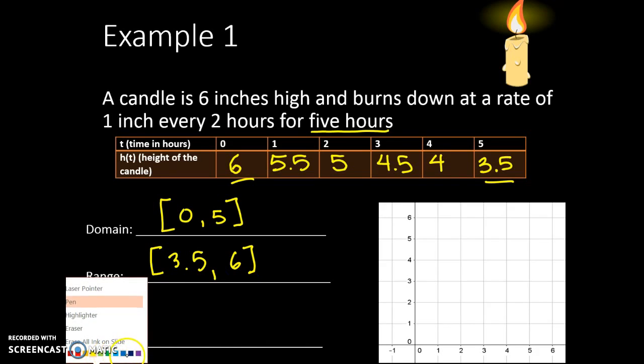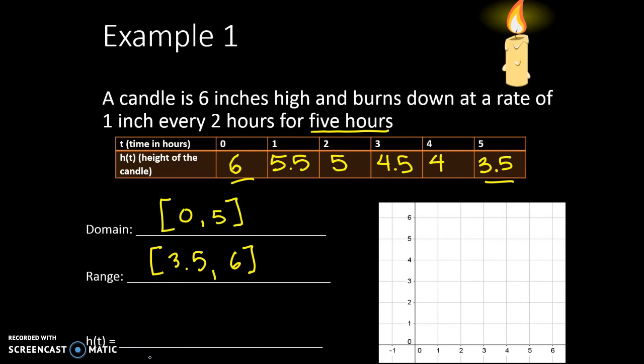And then we want to write an equation for the function h of t. In order to be able to write that function, it's helpful to look at the data in a graph. So I noticed that (0, 6) is on the graph, and (2, 5) is on the graph, and (4, 4) is on the graph, and (5, 3.5), and these values all lie in a straight line.